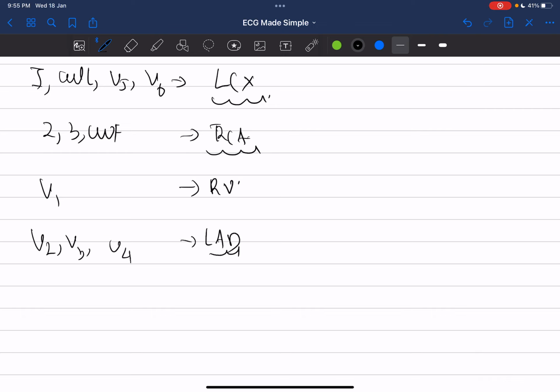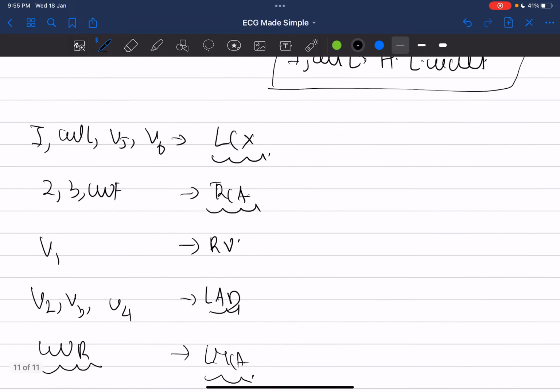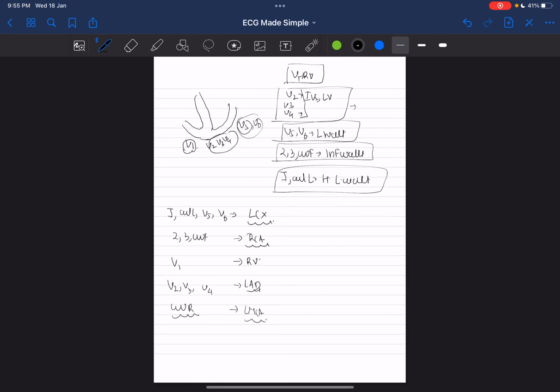Then you come and look at the AVR. Any positivity there is a no man's land. AVR will be positive when there is an LM stenosis or LMCA occlusion. AVR can rise and all the other leads can go down. So this is a short representation of the limb leads.